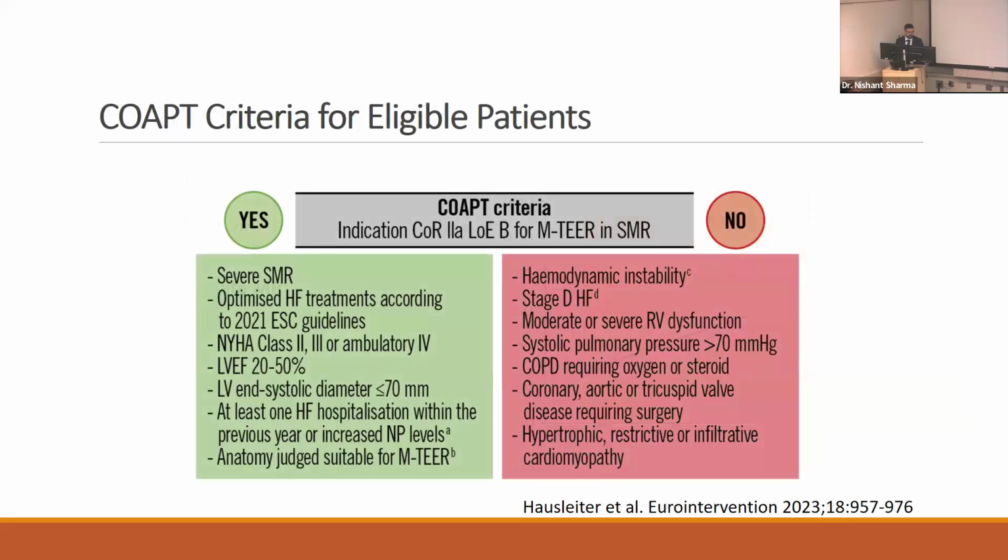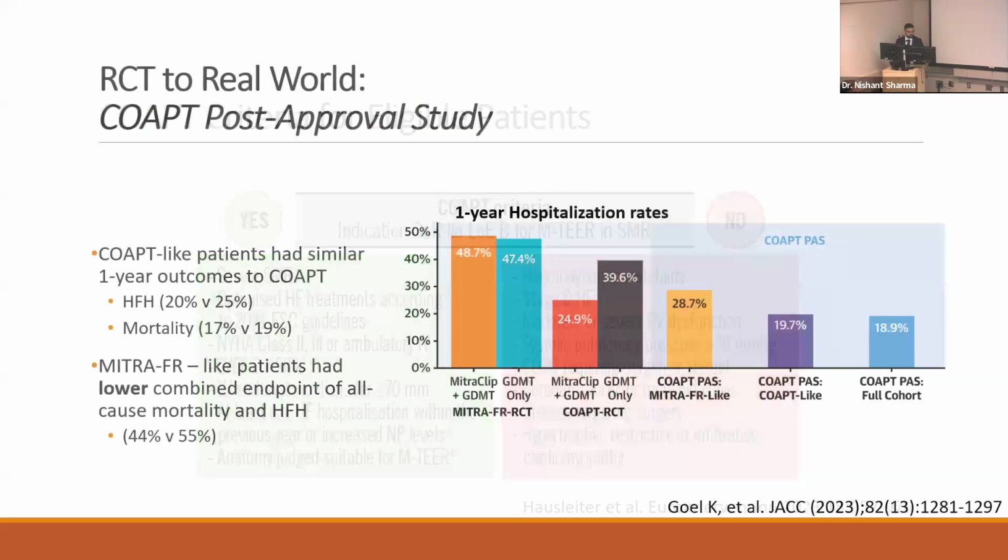So overall, for secondary MR, we try to look at them based on the COAPT criteria. And if they fit into the category or the group that they studied, that's kind of where we go in terms of offering them the therapy. But the question is, that's RCT trial data. How does that apply to the real world?